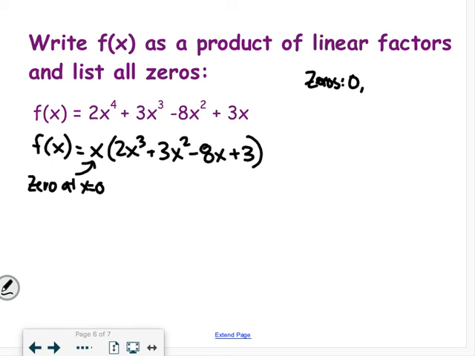I might look at the cubic polynomial inside those parentheses and check if I could factor by grouping. But if I take out the greatest common factors, my 2x plus 3 and 8x minus 3 are not going to be the same. So I'm not going to factor by grouping. So now I'm left with rational zero tests. So first thing I'm going to do is list the possible zeros.